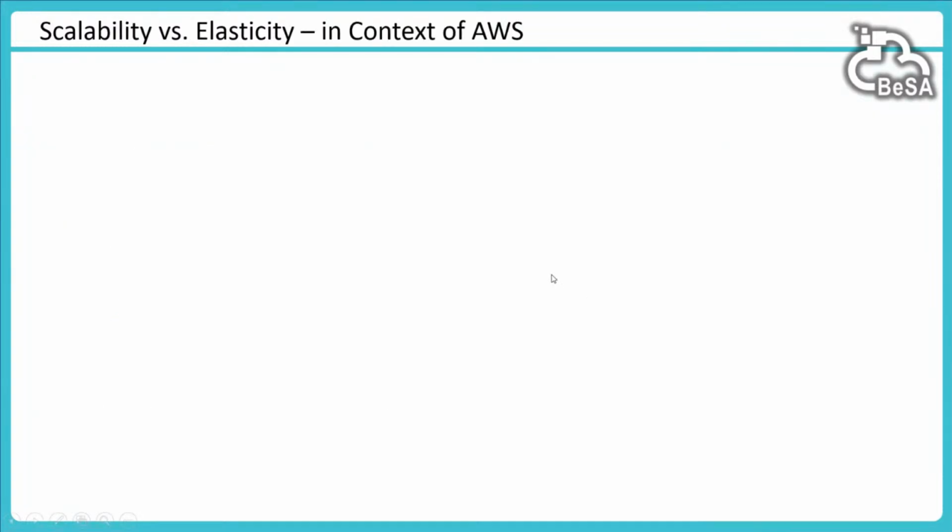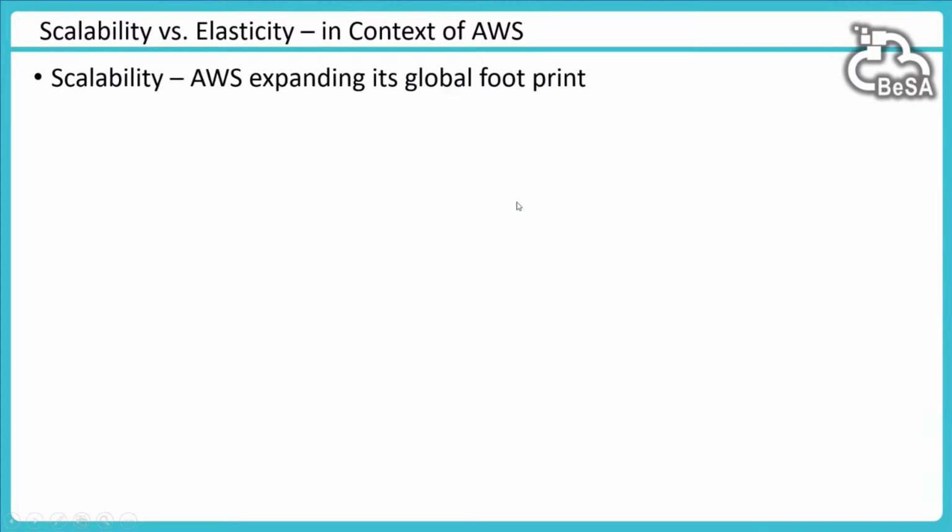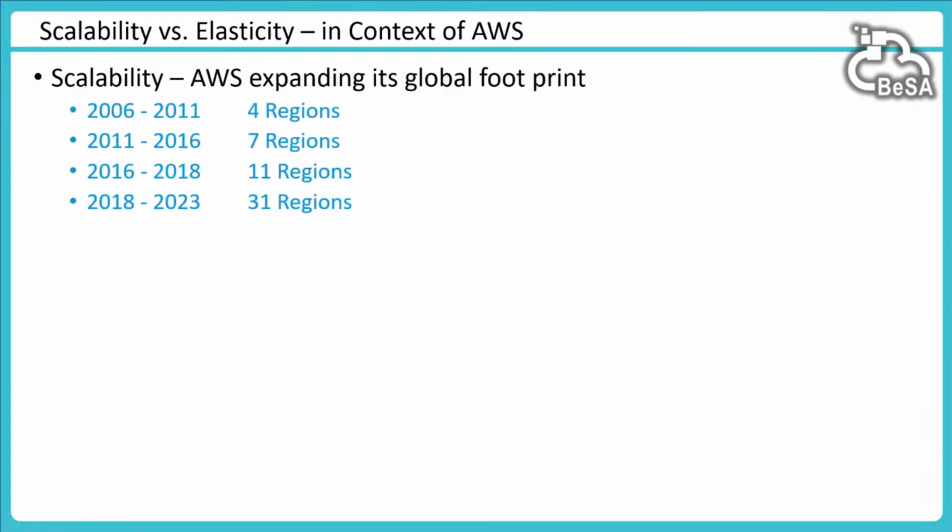Now, when we talk about scalability and elasticity in the context of AWS, what does it mean? Let's see that. When AWS says we are expanding our global footprint, we are going to open regions. Let's see these numbers. 2006 to 2011, they had 4 regions. Then 2011 to 2016, 7 regions, 11, 31. As you could see, they are expanding their footprint as we move forward. So is elasticity automatic scaling in a way? Yes, I would say automatic scaling, Devesh, is a way to implement elasticity within your environment. So yes, it is in a way the same thing.